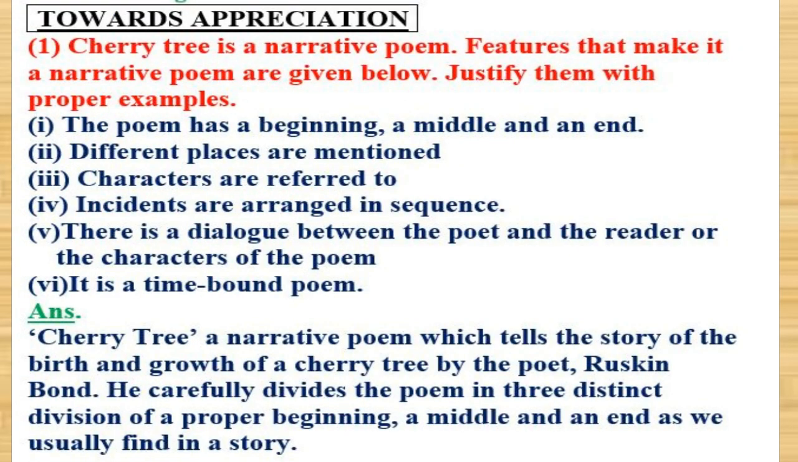Now let's see the activities related to appreciation. Number 1: Cherry Tree is a narrative poem. Features that make a narrative poem are given below. Justify them with proper examples. The features are: number 1, the poem has a beginning, a middle, and an end. Number 2, different places are mentioned. Number 3, characters are referred to. Number 4, incidents are arranged in sequence. Number 5, there is a dialogue between the poet and the reader or the characters of the poem. And number 6, it is a time bound poem. Now let's see the answer justifying these features.